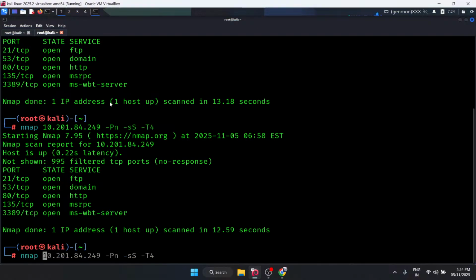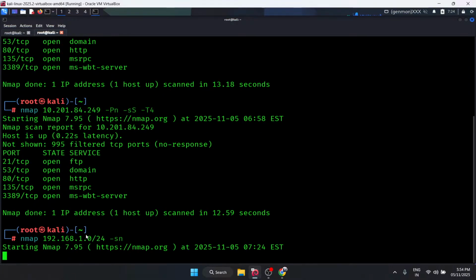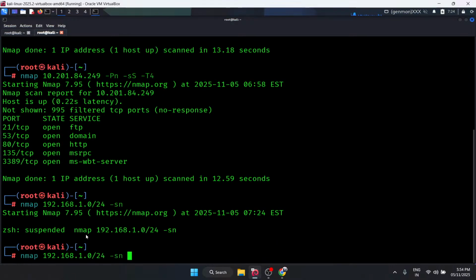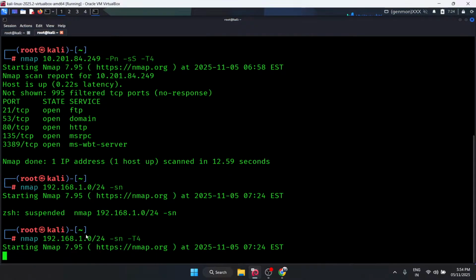For example, I'm simply going for nmap 192.168.1.0 network /24. Why am I putting /24? Because this is a class C address. And here I'm just going to do the ping sweep, which means I will ping each and every system on this network. Let's run it. Okay, let's do -T4 too to make the result faster.